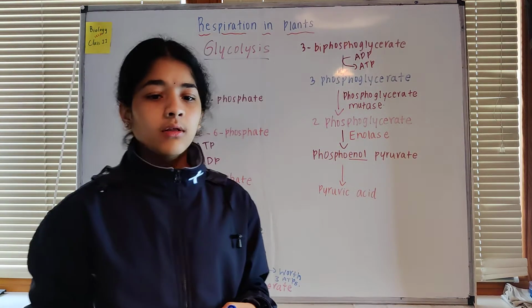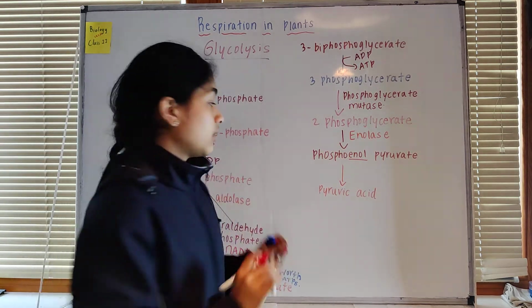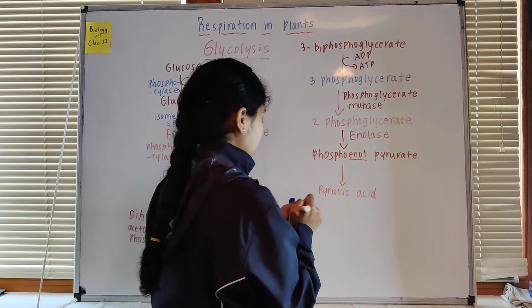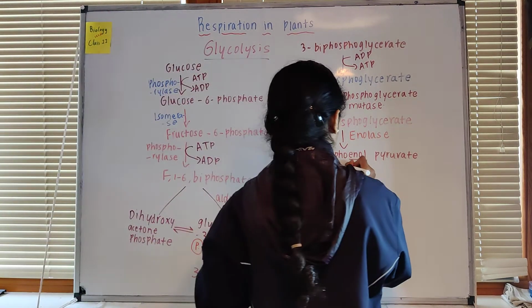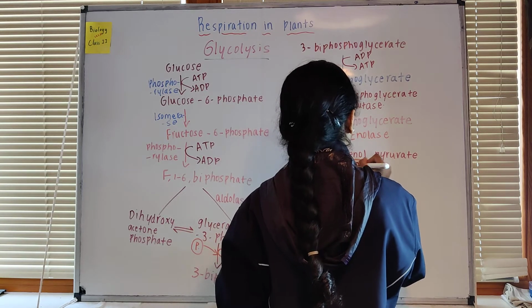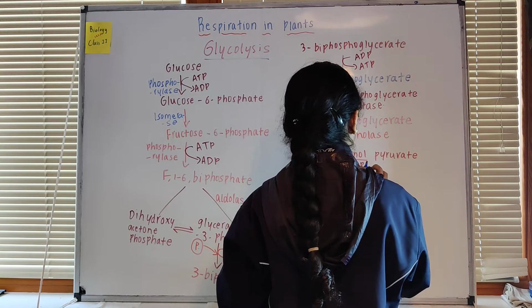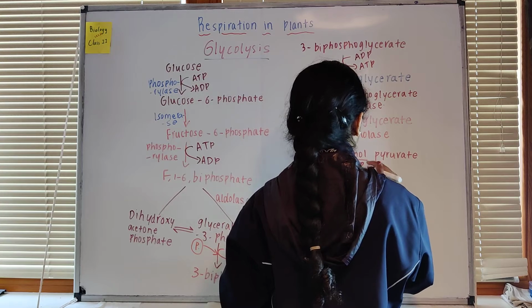It changes into pyruvic acid. And here this is also a redox reaction. That's why here what happens? ADP gets reduced to ATP, adenosine triphosphate.